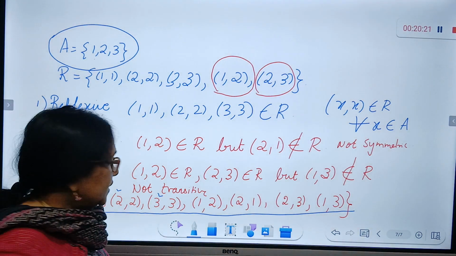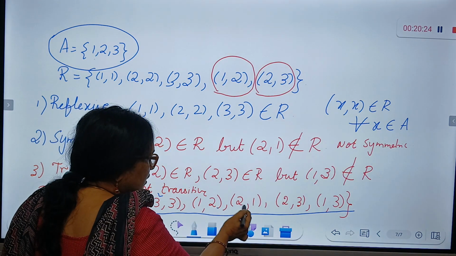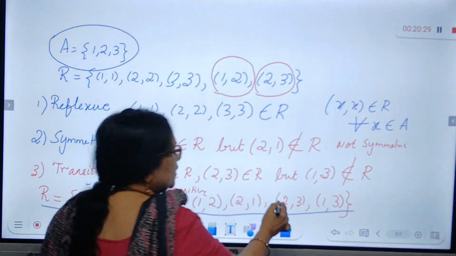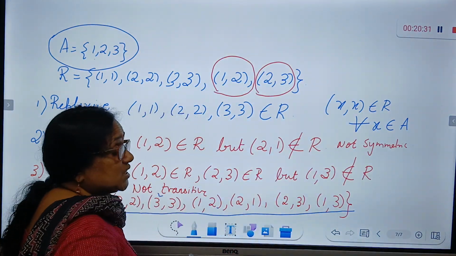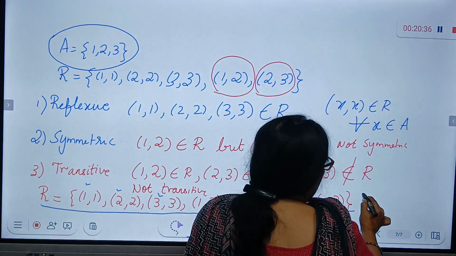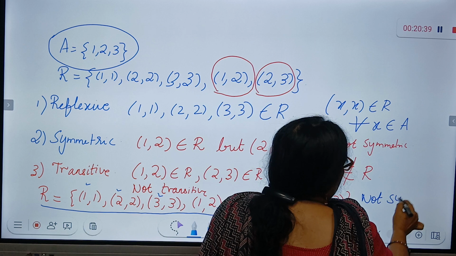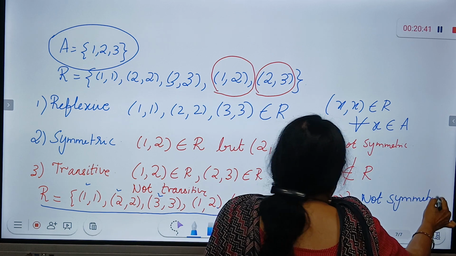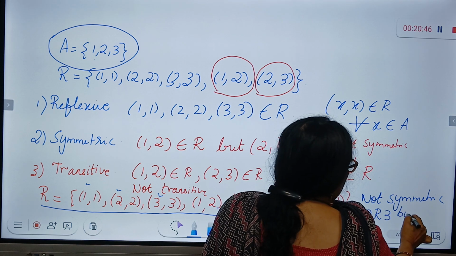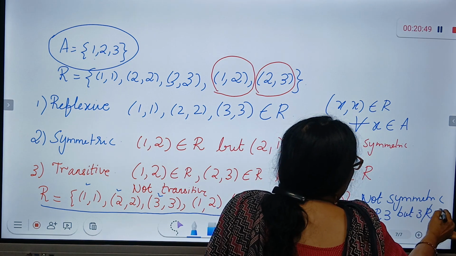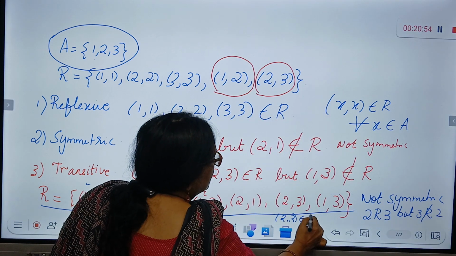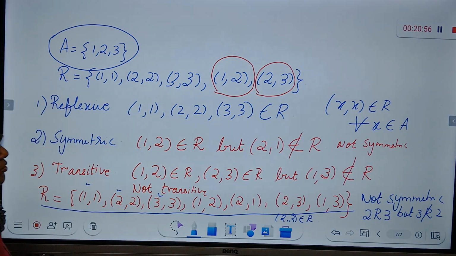Is it a symmetric relation? 1 is related to 2. Does it imply 2 is related to 1? Yes. Now it is given that 2 is related to 3. Is 3 related to 2? No. So it is not symmetric. 2 is related to 3, but 3 is not related to 2. The ordered pair (2, 3) belongs to R, but (3, 2) does not belong to R.